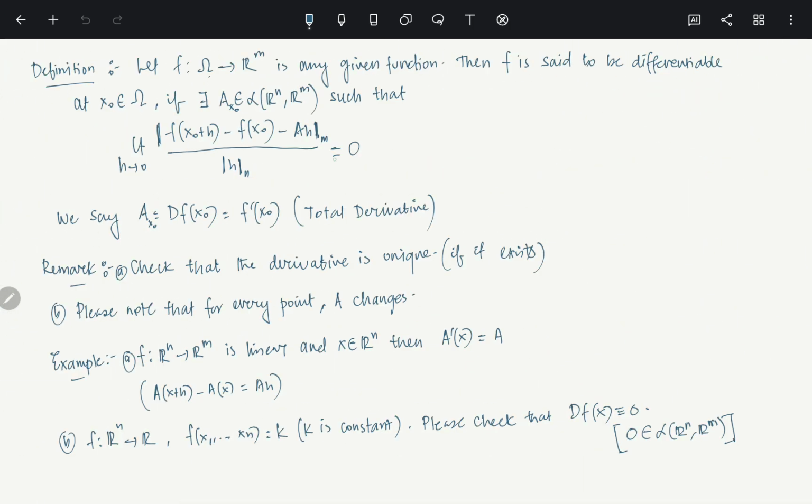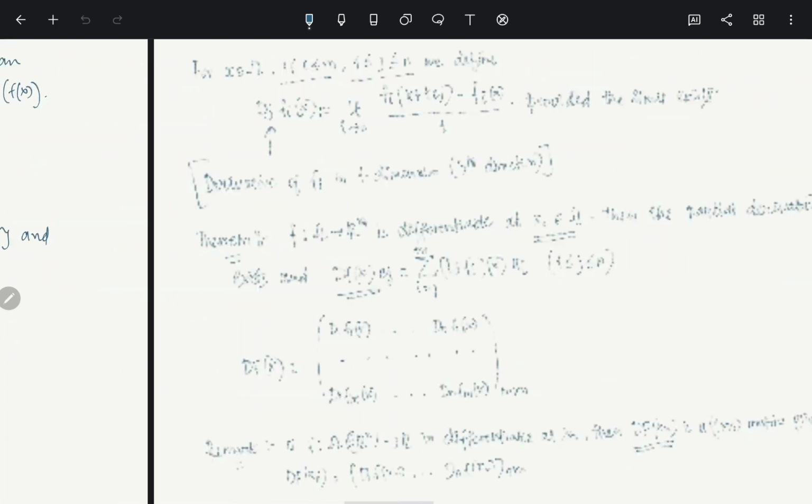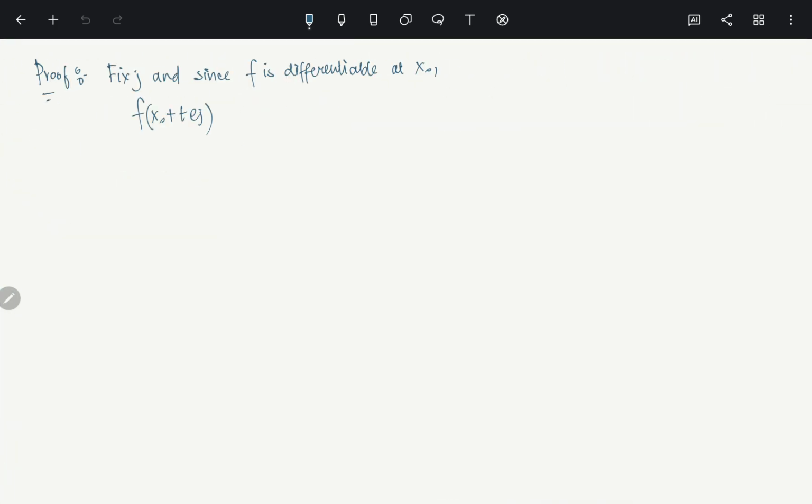This is the definition of differentiability. This definition and the definition which I am writing are exactly the same definition, just broken down into parts. So please check that those two are equivalent. But what I mean to say is this: this h is any direction h in Rn. So I will choose a particular direction, which is ej.